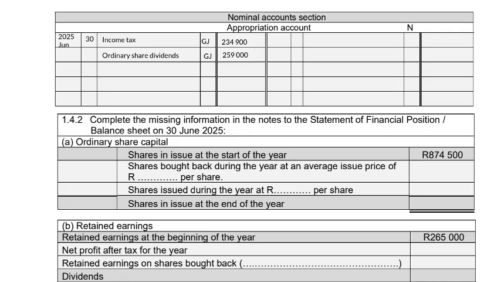The retained income will be our balancing figure, as explained previously. Also general journal. The net profit is 870,000. So my main total here is 870,000, and that must equal the credit side.